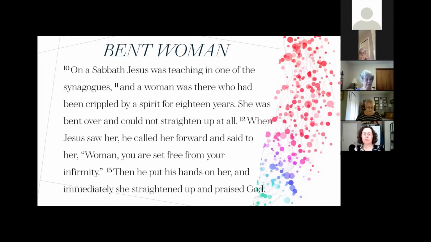Yeah, it also kind of implies that she's not having a full view of life, that she can't see others face to face. So, yeah, that's kind of what I was getting at. She's always looking at her toes, right? Or she's not looking directly into people's eyes. So it could be physical, it could be emotional. Yeah, all of the above.